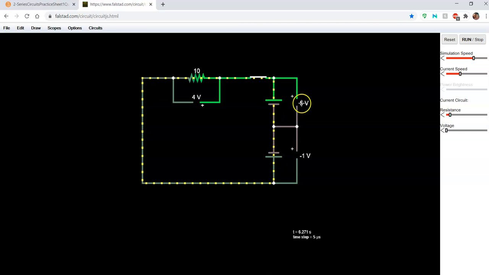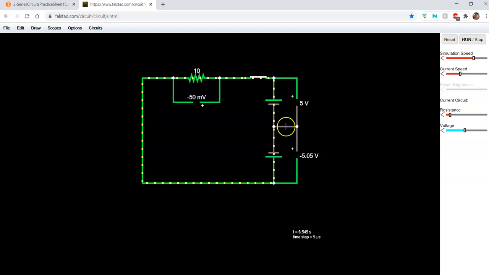So we have plus 5 volts minus 1 volt, which is equal to 4 volts. If I increase the voltage on my second battery, look at what happens at the same time, as I am increasing the voltage on my second battery, which is connected in subtractive polarity. I want you to see what happens in this case.